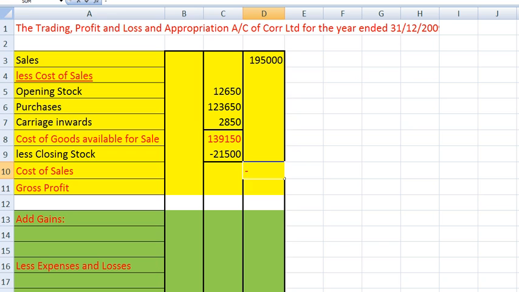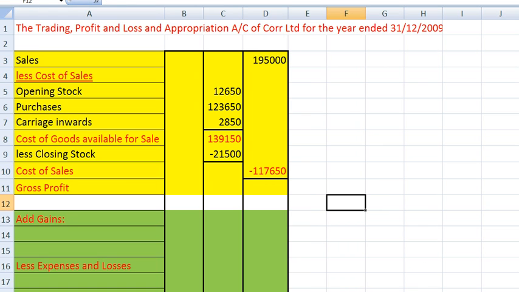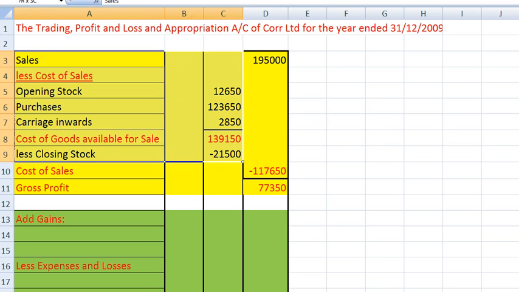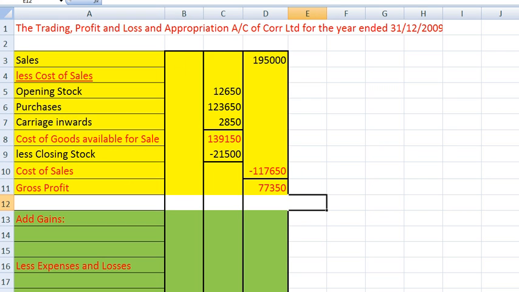which in this question is going to be, just trying to do it in my head here, 117,650, if I'm not mistaken. Yeah, 117,650. Okay, so I have my cost of sales, what it cost me to make my sales. Here's my sales figure up here. So my sales less my cost of sales will give me my gross profit. And you can see here what I've shaded in yellow, that is the trading account done.